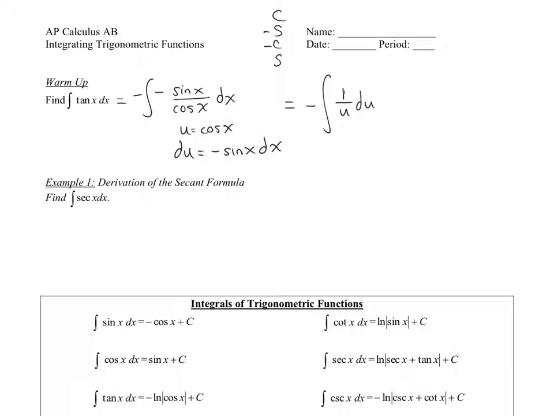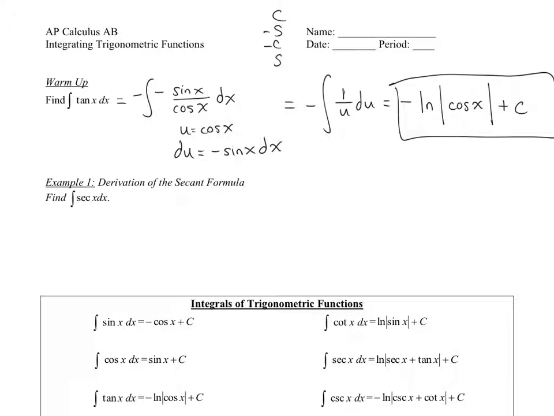And what would that equal? Negative natural log of the absolute value of u, in this case being cosine of x. Okay, so that's your final answer there.